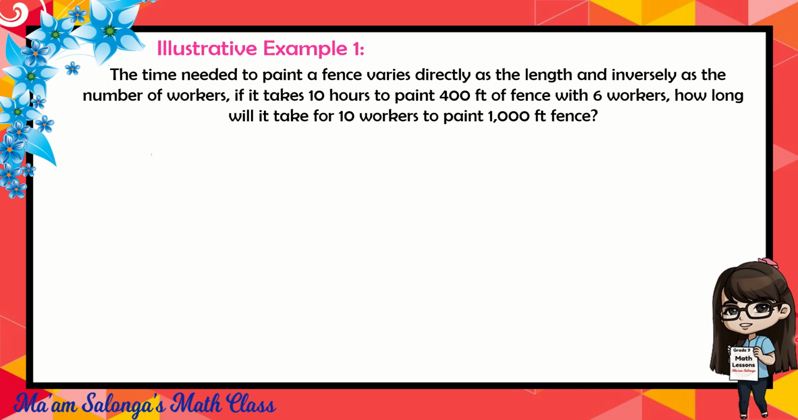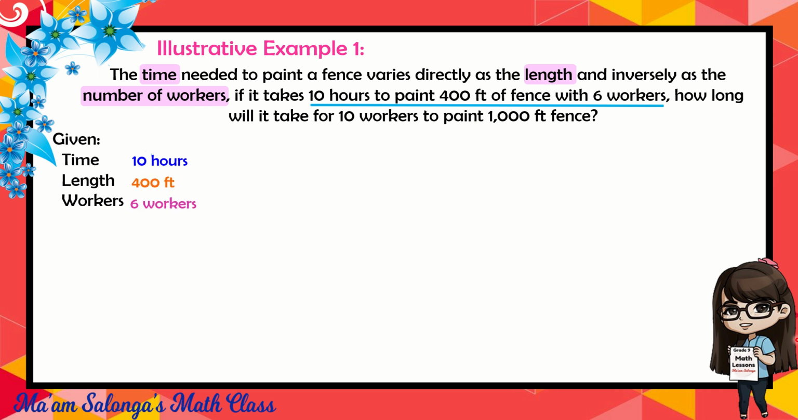So the first thing we need to do is to identify the quantities that vary directly and that vary inversely. So we have the time that varies directly to the length and varies inversely to the number of workers. So let's take note of the givens. Here it takes 10 hours, which is the time, to paint 400 feet of fence, which is the length of the fence, and 6 workers, which is the number of workers.